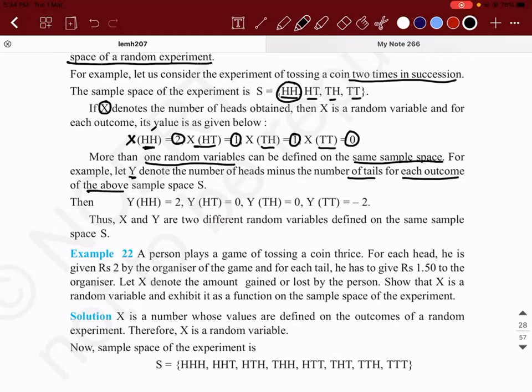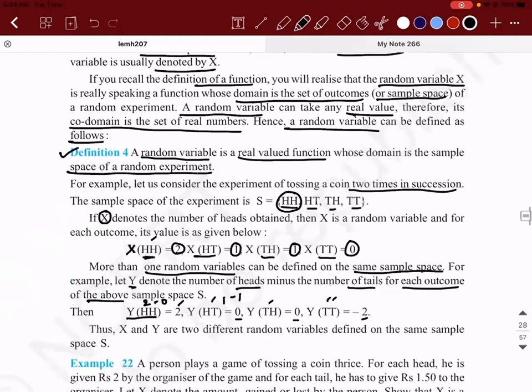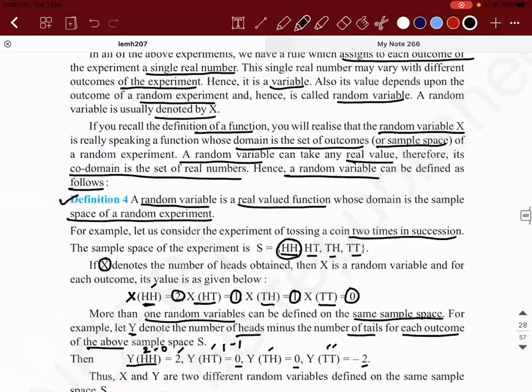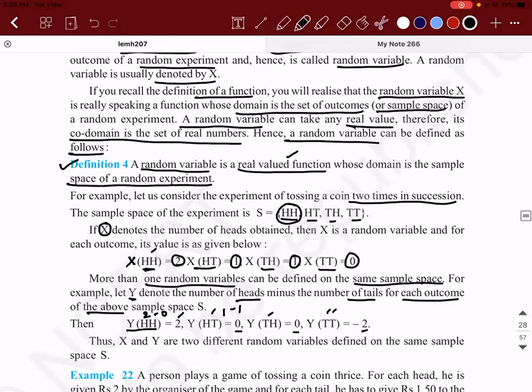As I told you, this random variable is about the statistical probability that is happening. You're collecting the data of each outcome and placing it in a sequential order. So what is Y(HH)? Number of heads minus number of tails: the number of heads is 2 minus the number of tails, 0. So Y is 2 here. Similarly, Y(HT) is 1 head minus 1 tail, that is 0. Y(TH) is 0. Y(TT) is minus 2. So if you observe, the random variable is coming out to be negative also. The definition says it is a real valued function whose domain is the sample space of the random experiment.